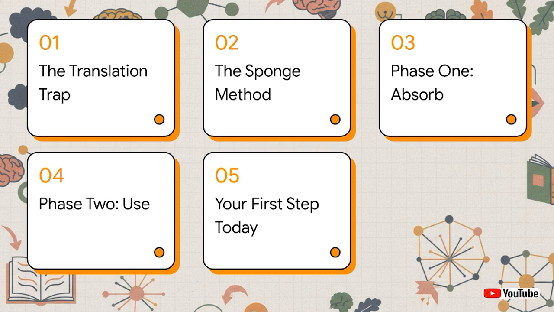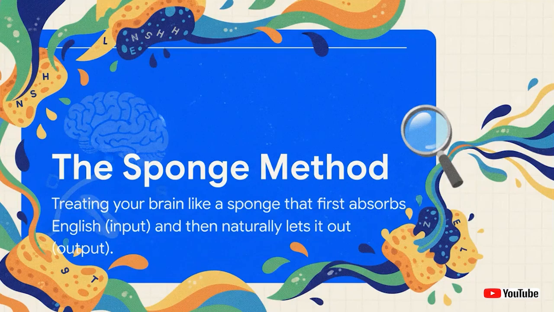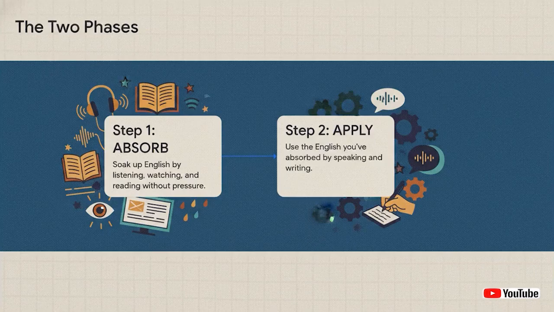Okay, so the key to breaking free from that translation trap is something I call the sponge method. It's a really simple but honestly powerful way to think about how you learn, and it's going to help you build that natural fluency. So here's the big idea. Just treat your brain like a sponge. First, you have to soak up all the English you can. That's your input. Then, once that sponge is full, you can naturally squeeze all that English back out. That's your output. And it really just comes down to these two simple phases: absorb and apply.